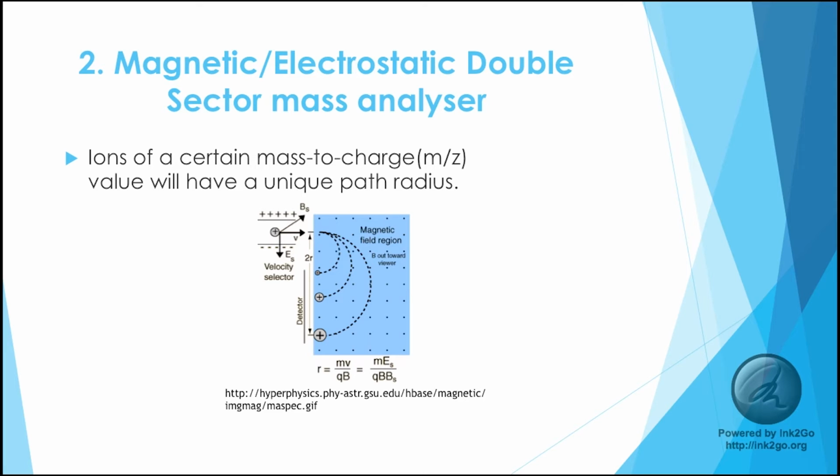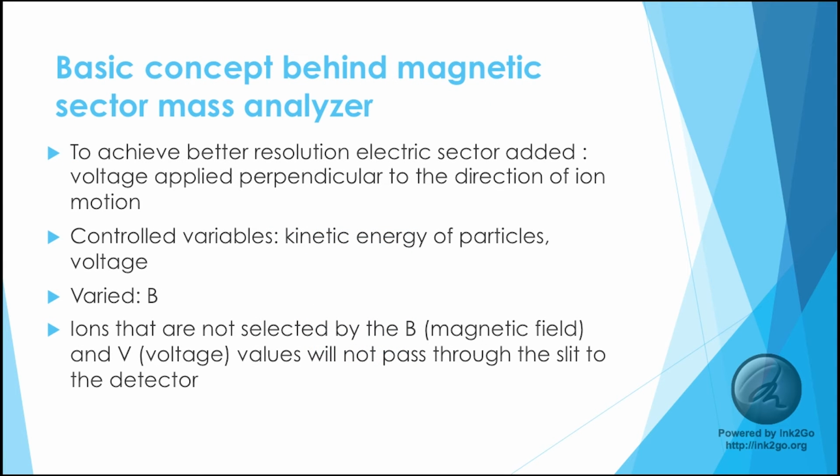When a force is applied perpendicular to the direction of motion of a particle, there is no work done on the particle and its velocity remains constant, but the particle travels in a circular path. Basically, the ions of a certain mass to charge ratio value will have a unique path radius, which can be determined if both the magnetic field B and the voltage difference V for a region of acceleration are kept constant. When similar ions pass through the magnetic field, they will be deflected to the same degree and follow the same trajectory path. Ions are brought into focus at the detector slit at different magnetic field strengths.